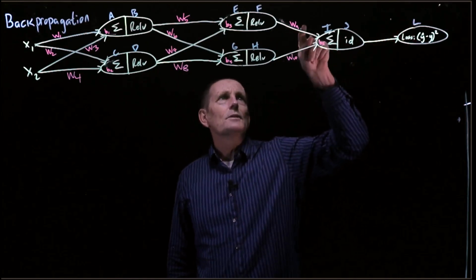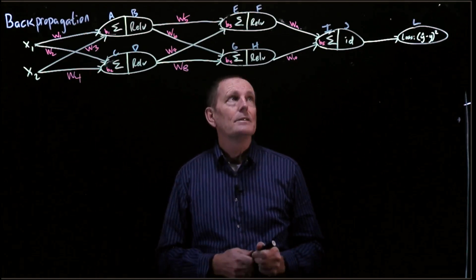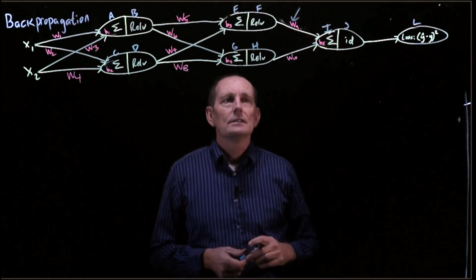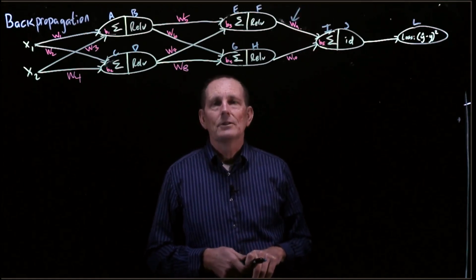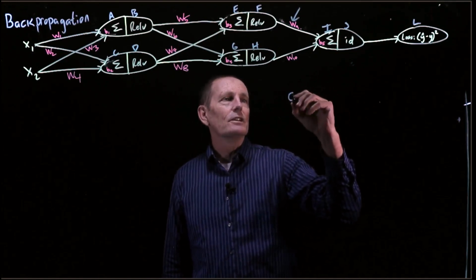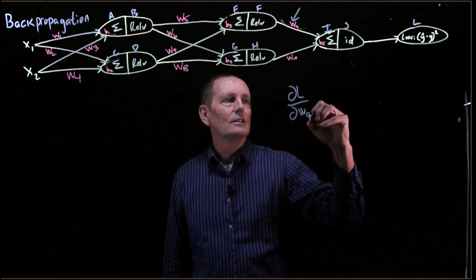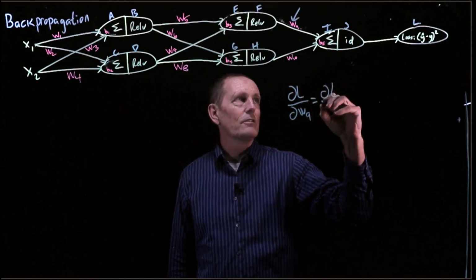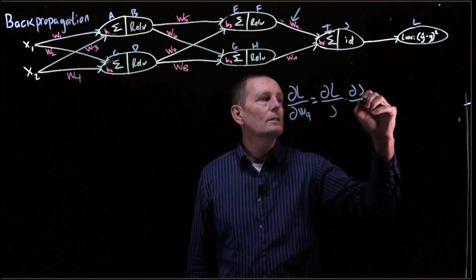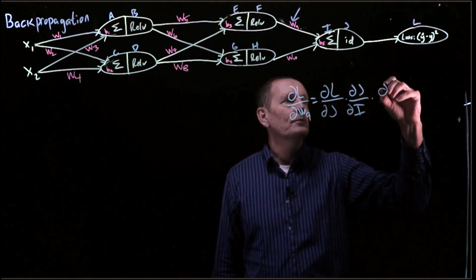Let's pick, for instance, W9. Okay, so we want to go ahead and update this gradient. That is, we want to calculate that gradient in order to update that parameter. So what do we know? We know that the partial derivative of L with respect to W9 is equal to the partial derivative of L with respect to J times the partial derivative of J with respect to I times the partial derivative of I with respect to W9.